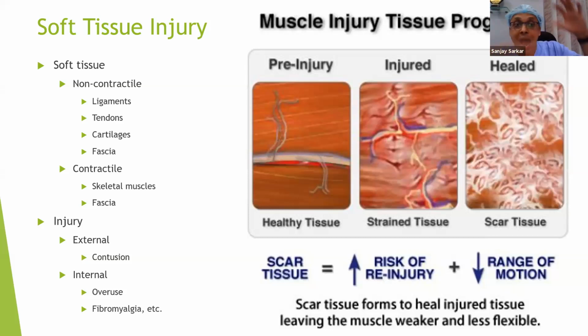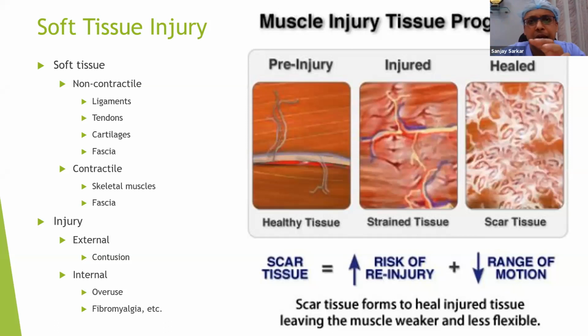So injury, in a nutshell: external could be contusions, internal could be overuse, myofibralgia or fibromyalgia, whatever you say, etc. Meaning that could be anything and everything related to mechanical derangement and dysfunction of the human body. So all these injuries per se can be treated by ART or the philosophy of ART.